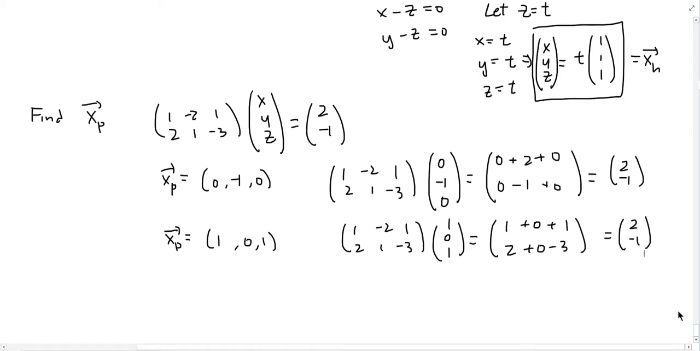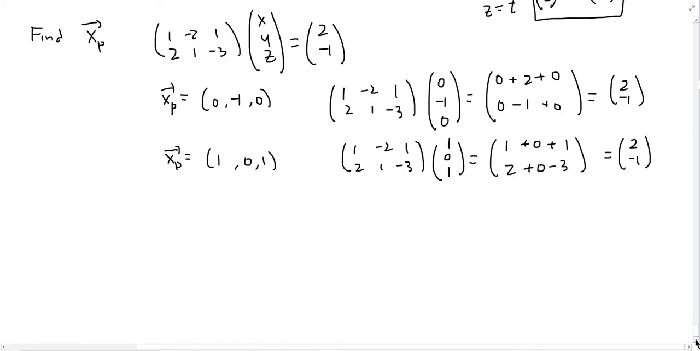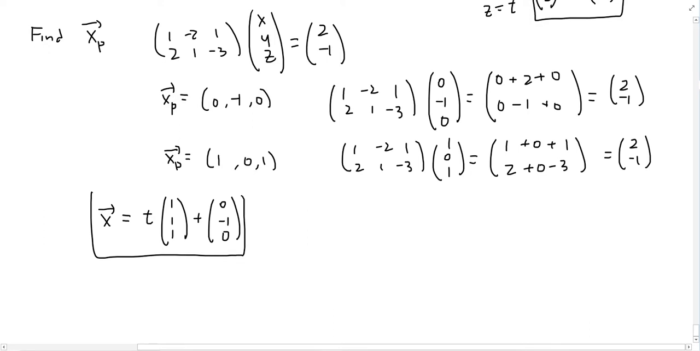Okay? Now, with that being said, what should the correct answer be? Well, guess what? Depending on which x sub p you find, you will have a different answer. You could have this as your answer. That is perfectly correct. That is your right answer. Or you could have this one.